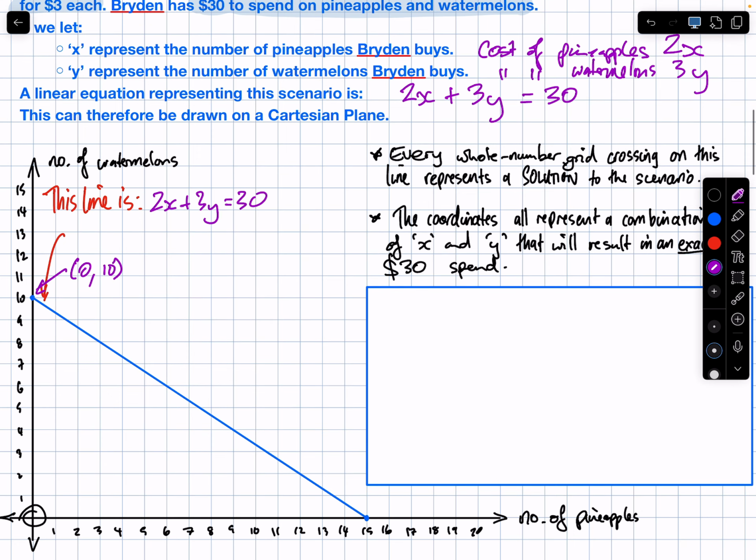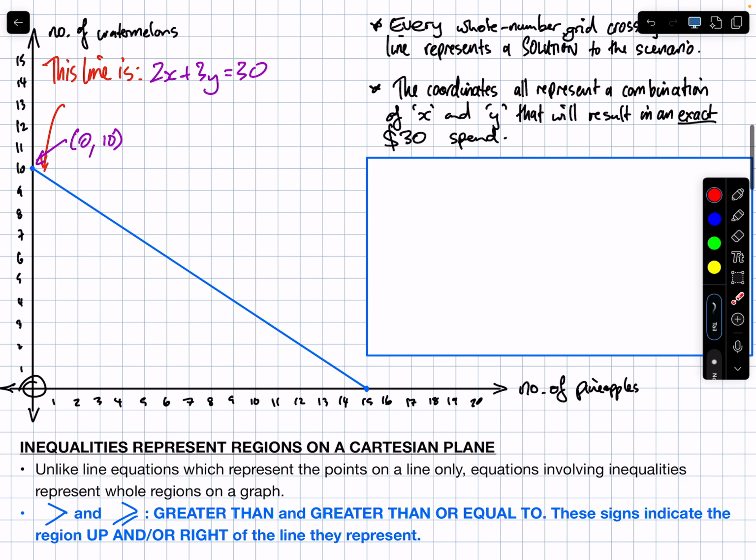What does Y represent? Y is the number of watermelons bought. So would it be possible for Bryden to buy 10 watermelons times by 3, which is 30? See how that dot there represents a solution to the scenario of him paying exactly $30 for something? Is this on a whole number grid line? That dot there, is it in line with 8 and in line with another whole number on the x-axis? This dot here? Yep.